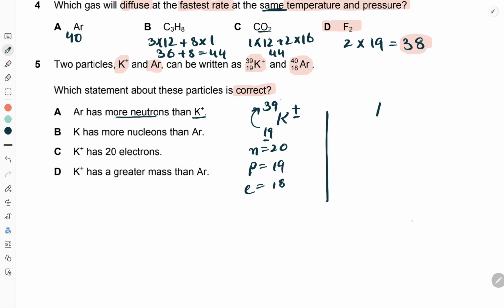Then we have argon, which is 18 40. The neutrons is the difference between these two, which is 22, so 22 neutrons. Protons are 18, and since there is no charge, it has the same number of electrons. So argon has more neutrons. I think this statement is correct because argon has more neutrons, 22, than potassium, so this statement is correct. Therefore A is the correct answer.